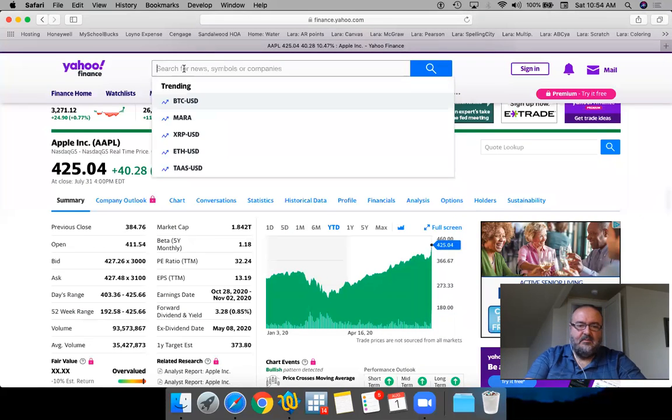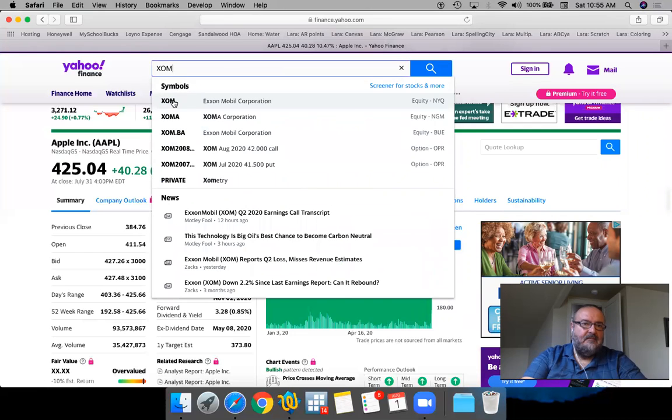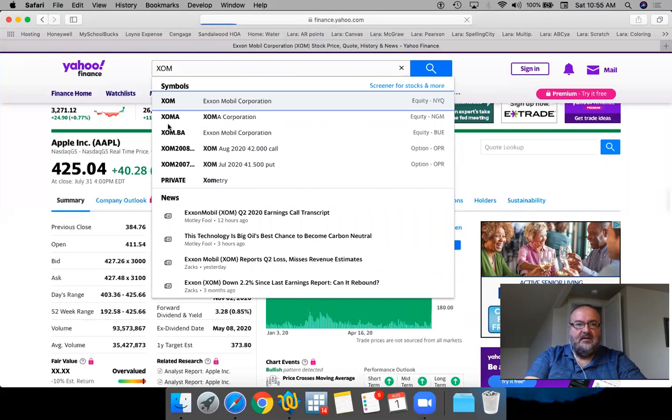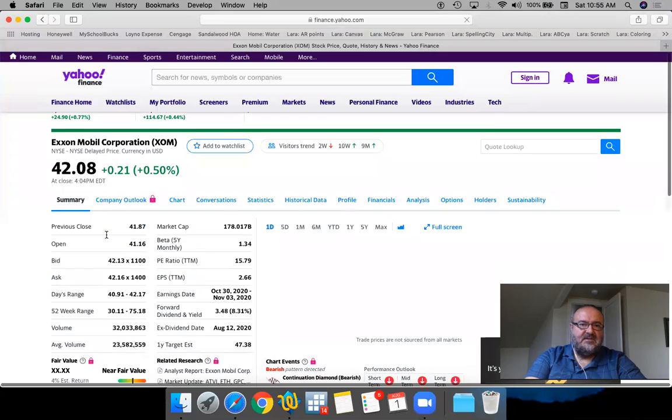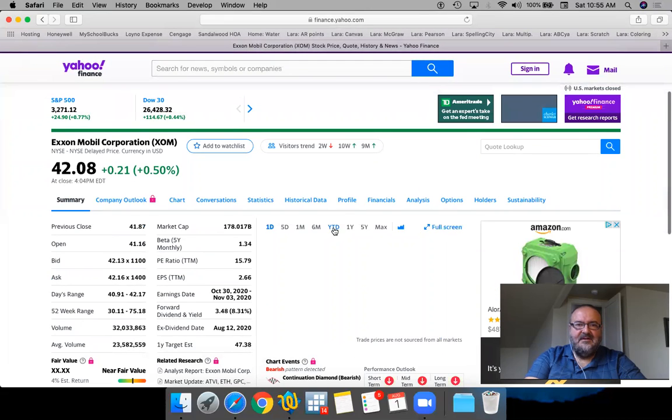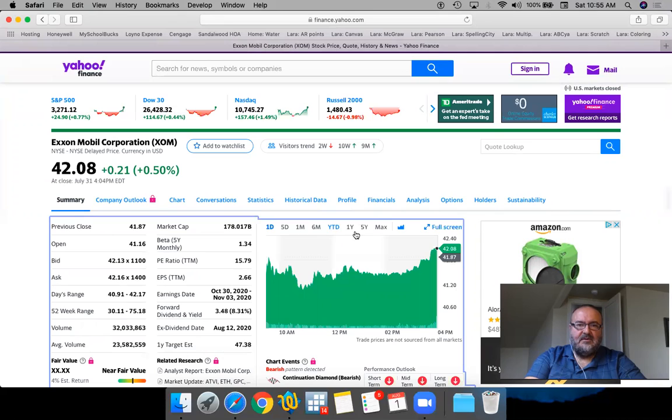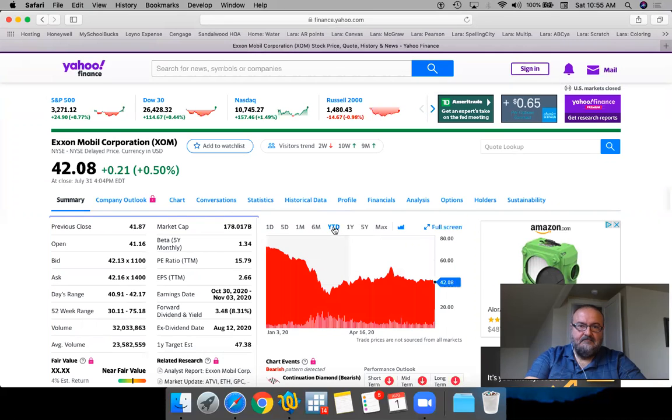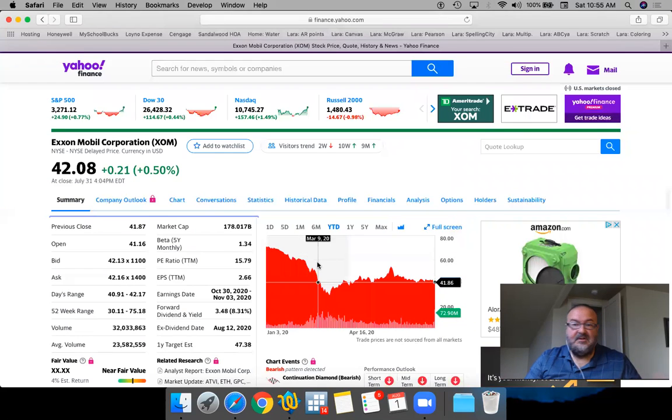Let's take a look at a company like Exxon, which is an oil company, and unfortunately for Exxon, the price did not recover. So this is pre-coronavirus levels at about $60. It went down to about a 50% loss. And now it's at 42.08. So, opportunity cost: investing in Apple versus investing in Exxon.